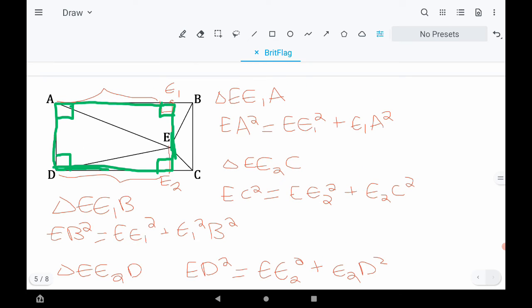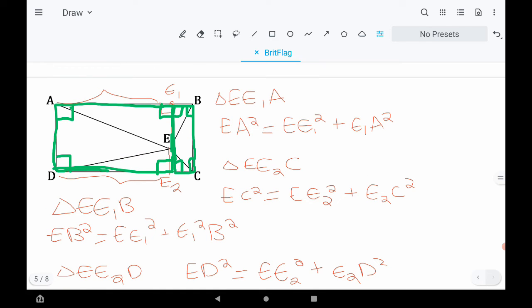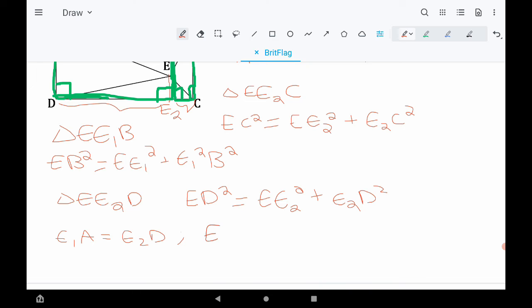Well, that's not the only rectangle we have in the figure. There's another one hiding right here. E1BCE2. This is a rectangle by the same reasoning, right? All right angles. And we can use the same logic to get another length equality. E1B, this one over here, is equal to E2C. Okay, let's write that down. E1B is equal to E2C.